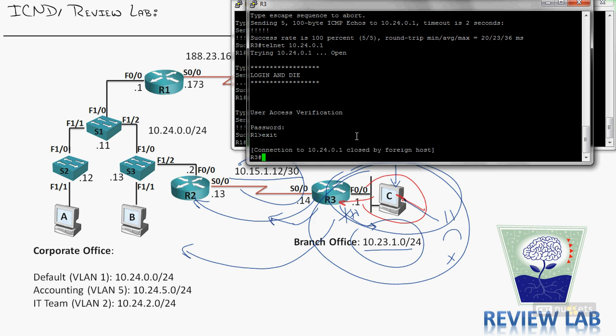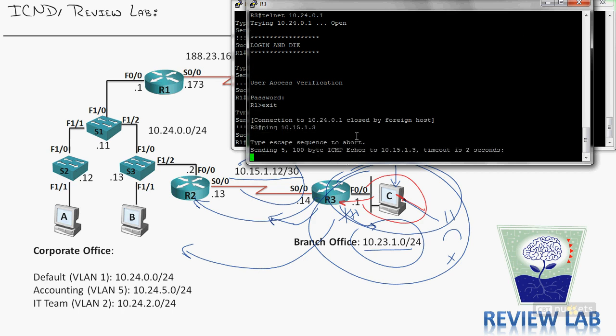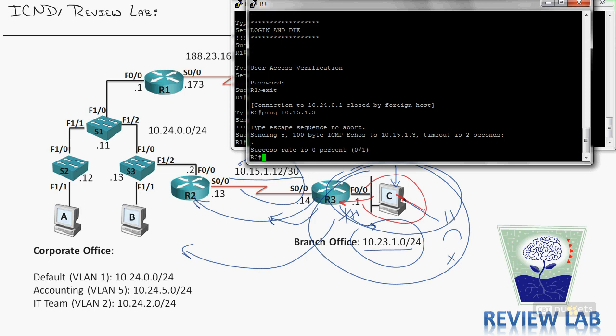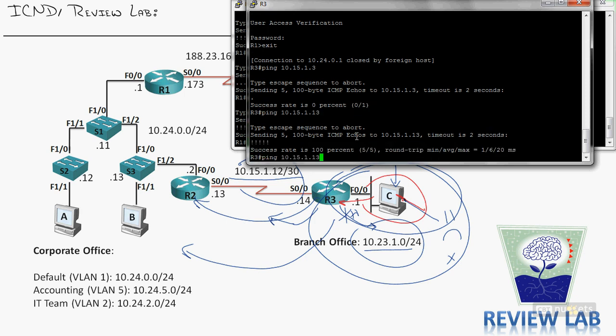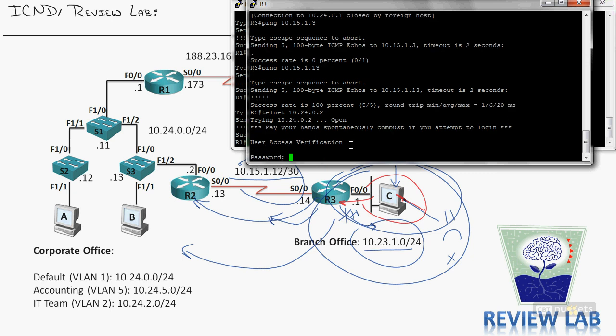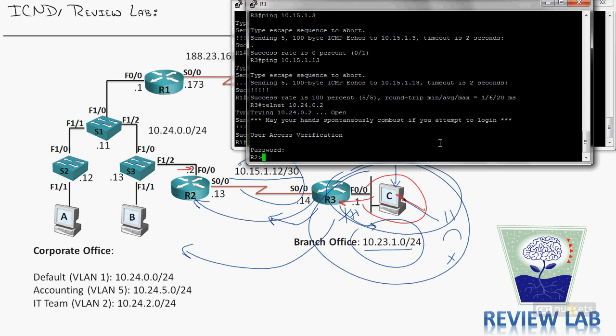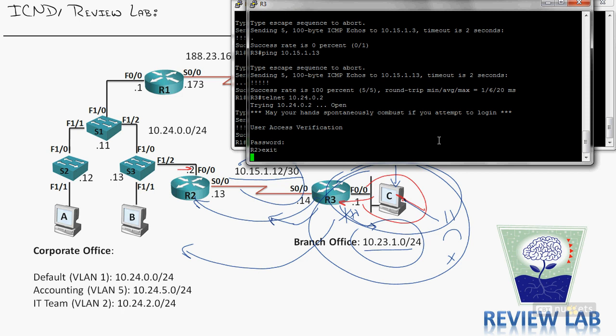Let's try out router 2. I'll ping 10.15.1.13. Oh, not 3. 13. Good. And I'll ping 10.24.0.2. Make sure I can ping the other. Oh, well, there I tested that accidentally. So I'm telnetting to this interface of router 2. I see the login banner, and we might as well log in. Nugget love. I'm there, sitting on router 2. So I can at least reach the routers.